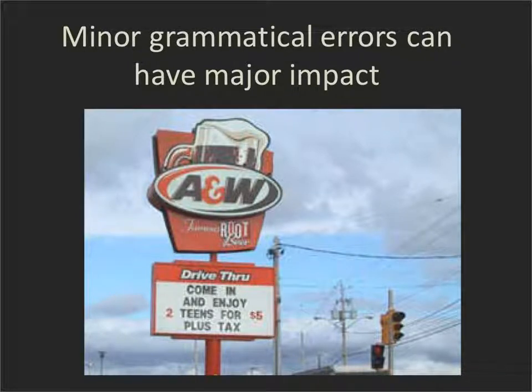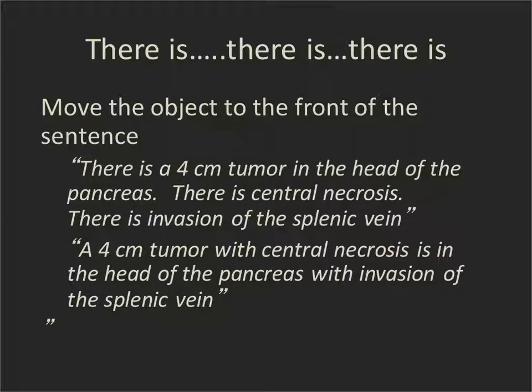While this does seem a little bit fussy, these grammar errors can actually have a significant impact on how the report is interpreted. We've all had clinicians come back to us and say, did you really mean to say? You can make things read a little bit better by moving the object to the front of the sentence. We often end up saying "there is," like this, but you can amalgamate these all by doing this. So in this example, "4 centimeter tumor, central necrosis is in the head of the pancreas with invasion of the splenic vein" is a very clear and easily interpretable way of saying it.